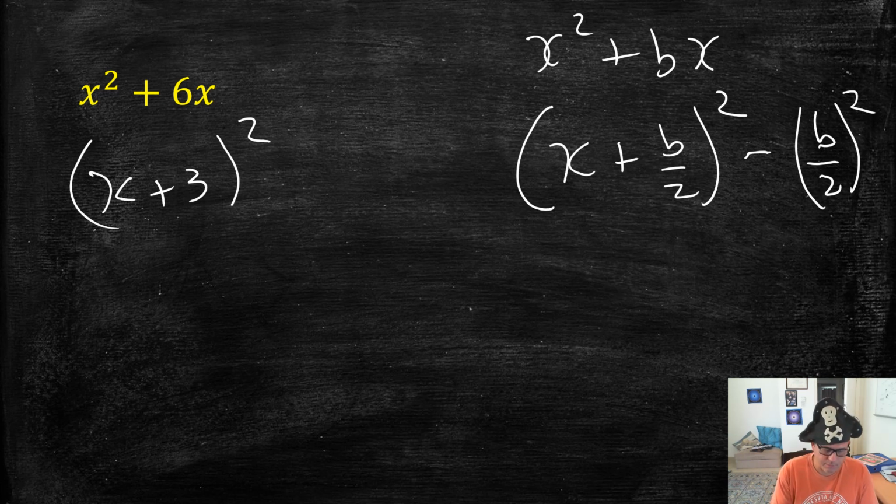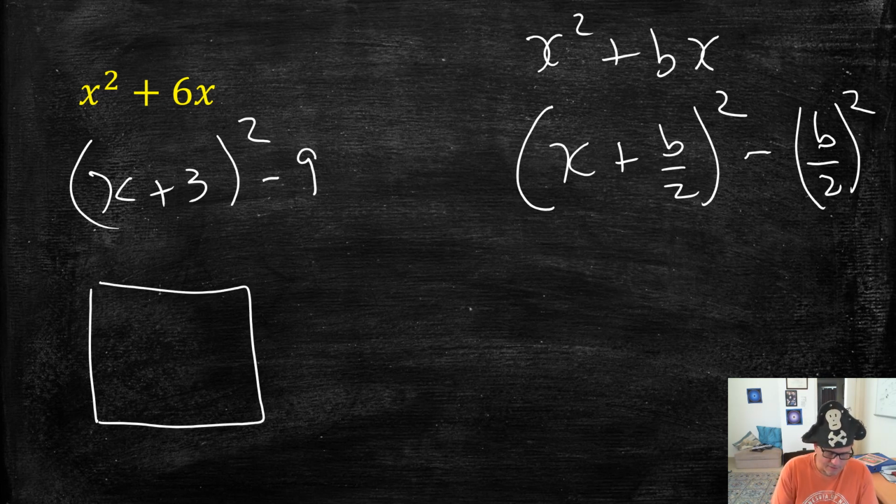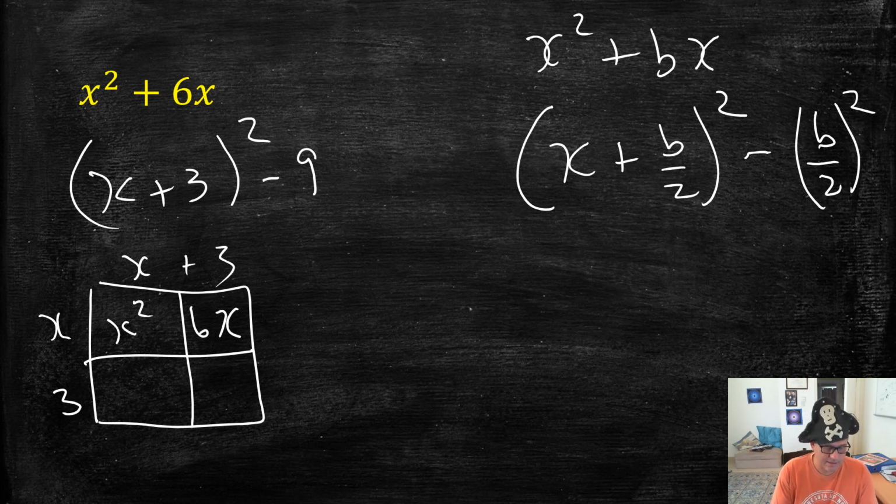So that means b over 2 is 3, so we need to take away 9. Okay, why is this? Again, think back to our tiles. X plus 3, x plus 3, that's x squared, that's 6x, that's 6x. I need to add 9 tiles, don't I, to complete the square. All right, in order to complete the square, I have to add in 9 tiles.